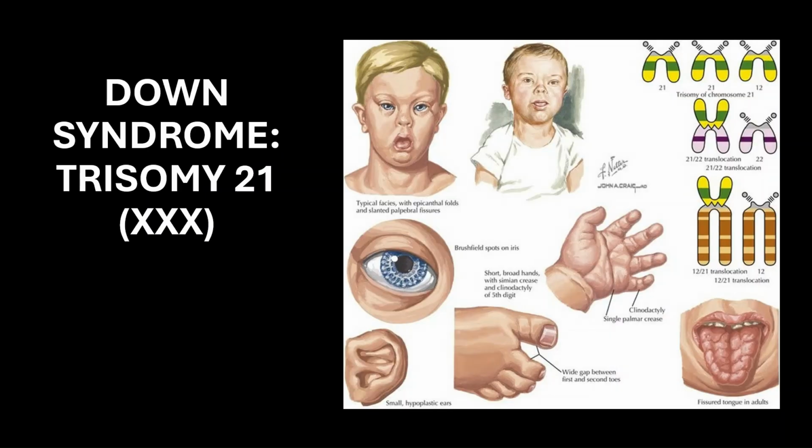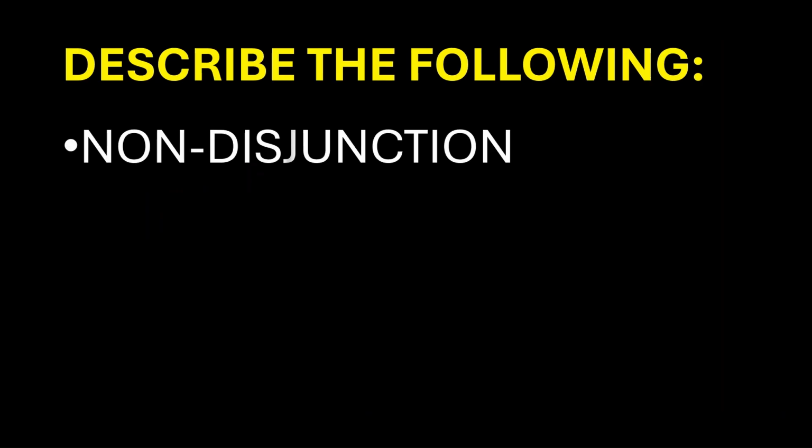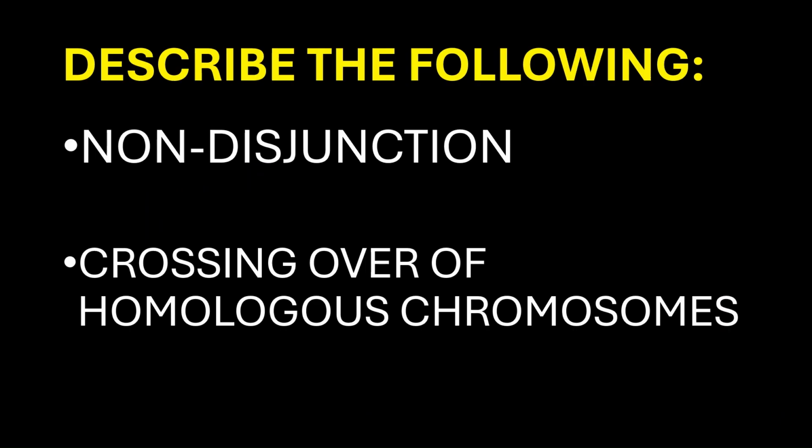Okay, so this is an image showing the symptoms of a person with Down syndrome. That is trisomy 21. All right, so to conclude the presentation, you need to know how to describe the following, which is very important under this topic: non-disjunction and how it leads to Down syndrome, and the process of crossing over of homologous chromosomes. Not forgetting the process of interphase also, you need to know it.